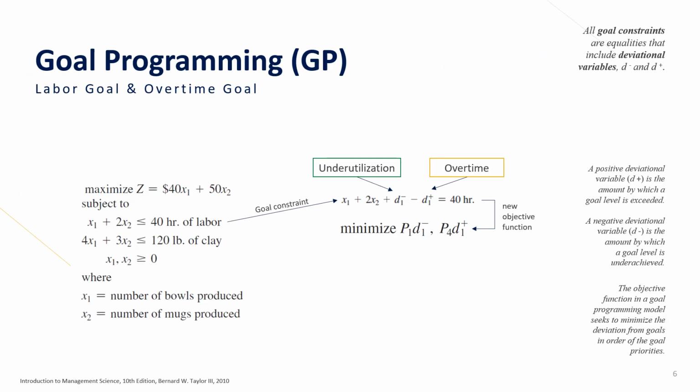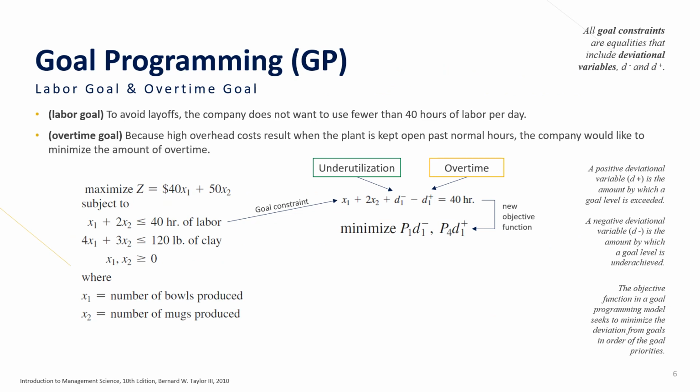Now we will start to accommodate, one by one, each goal stated by the company. We will first discuss the first and the fourth goal, the labor goal and the overtime goal. The labor goal is about avoiding layoff, so the company does not want to use fewer than 40 hours of labor per day. The overtime goal is related to this one, but we consider the overhead cost of overtime. Now we want to minimize the overtime.